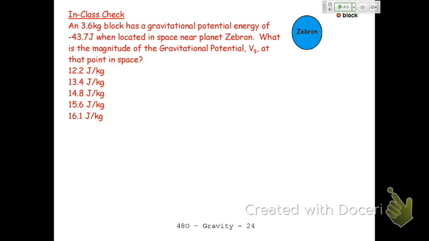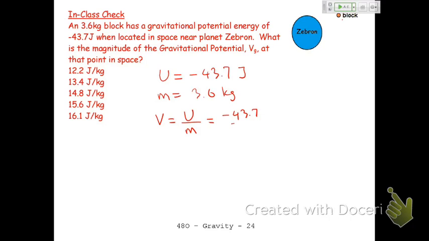Let's do it. A 3.6 kilogram block has a gravitational potential energy U equal to minus 43.7 joules, and my m is equal to 3.6 kilograms. Here's my block, and here's my planet, if you like, when located near planet Zebron. What's the magnitude of the gravitational potential? My gravitational potential equals my gravitational potential energy divided by my mass, which equals minus 43.7 over 3.6, which equals 12.2 joules per kilogram. Look at the units.